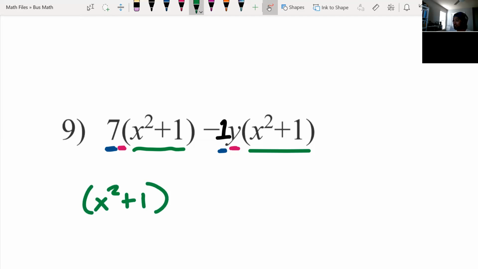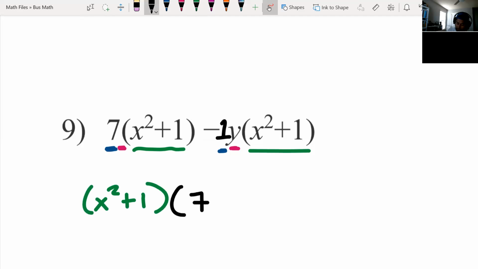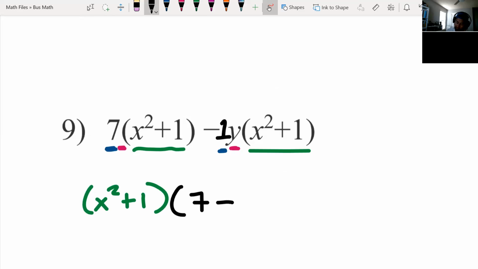So we take that out, and what's left over? If you take x squared plus 1 from 7 times x squared plus 1, what's left over? 7. Minus, and if you take x squared plus 1 from y times x squared plus 1, well, negative y times x squared plus 1, what's left over? -y. There you go. That's it.